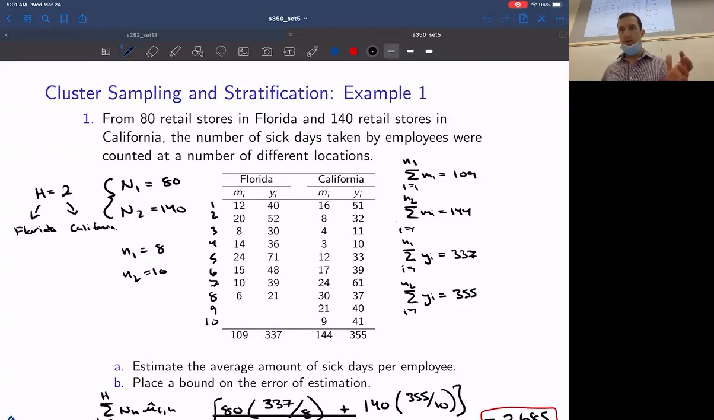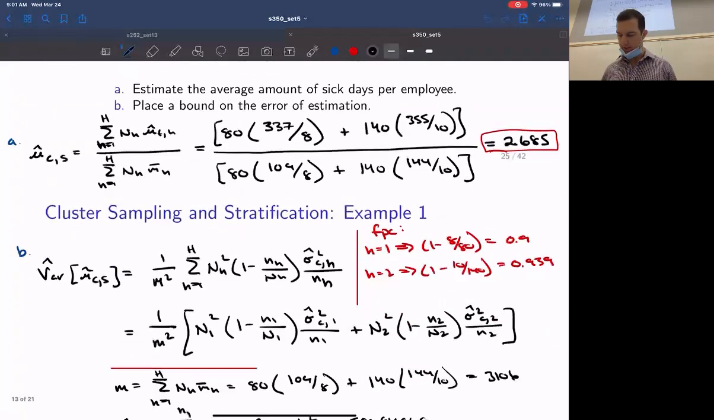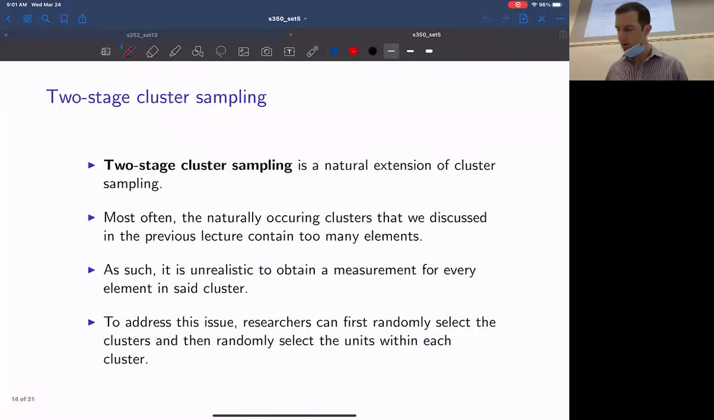So we are still working through lecture set number 5. We're going to start discussing the two-stage cluster sampling strategy today. Our starting point in lecture set 5 will be slide 27.